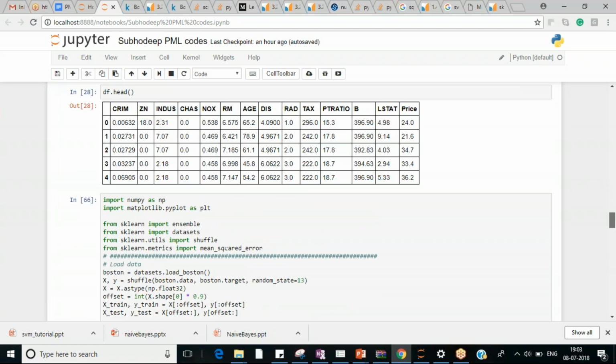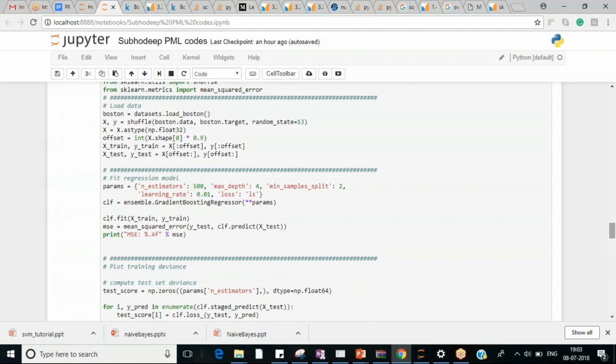So what I've done is I've implemented the boosting algorithm on the Boston dataset, and we'll see how it has improved the performance of the algorithm, I mean, prediction, what we were trying to do yesterday. Okay, so let's start.